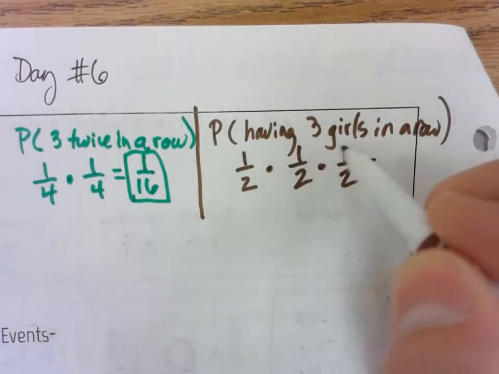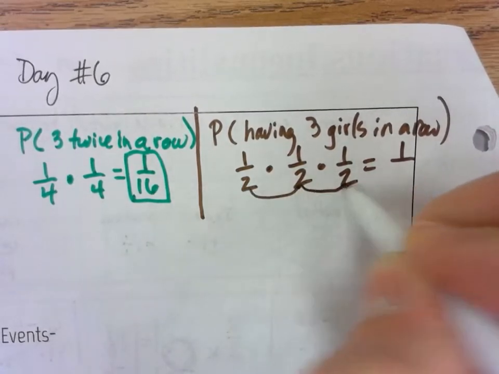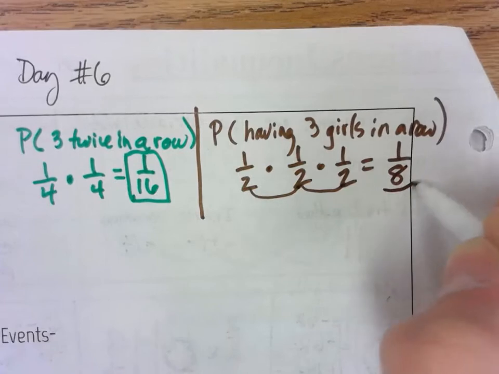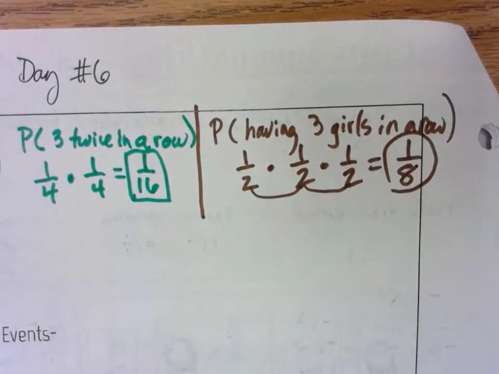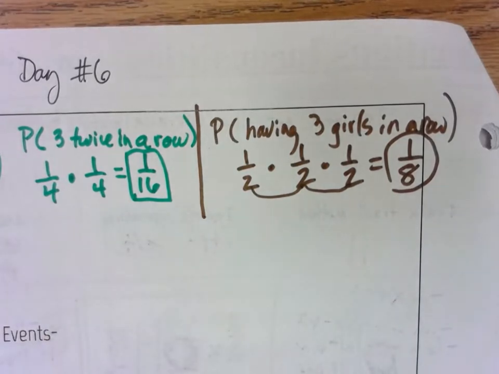So 1 times 1 times 1, of course, is 1. 2 times 2 is 4. 4 times 2 is 8. So the probability, theoretically, of having 3 girls in a row, the probability of that occurring is 1/8, okay? 1 out of 8 chance that you'll have 3 girls in a row if you have 3 children. So just remember, okay, multiply the fractions together. Multiply the fractions together. So let's go down here and do a little experimental table, okay?